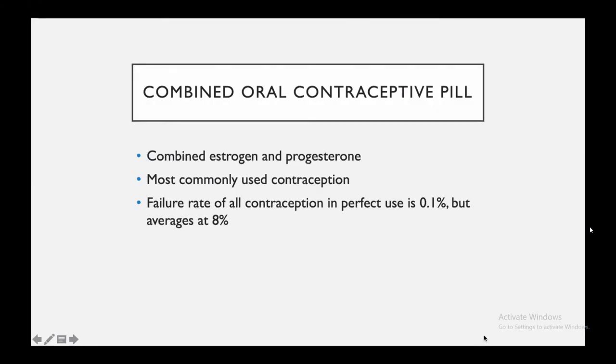So you want to explain that a combined oral contraceptive pill has both estrogen and progesterone. It's the most commonly used contraception, and your failure rate in perfect use is 0.1%, but averages at 8% when you consider missed pills and use with other medications.